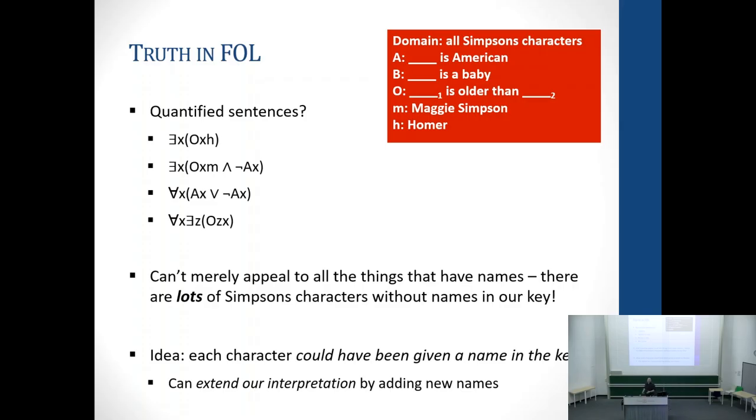What about our second one? Our second one tells us there's something in the domain that stands in the O relation to Maggie and is not an A. Putting that in English, there's got to be something in the domain that's older than Maggie and isn't American. Is there going to be any of those? Yeah, one easy answer here: Groundskeeper Willie is older than a baby, and he's infamously and ridiculously Scottish. So 2 should also turn out true. But note, we don't have a name for him in our interpretation, but it doesn't matter because he's in the domain.